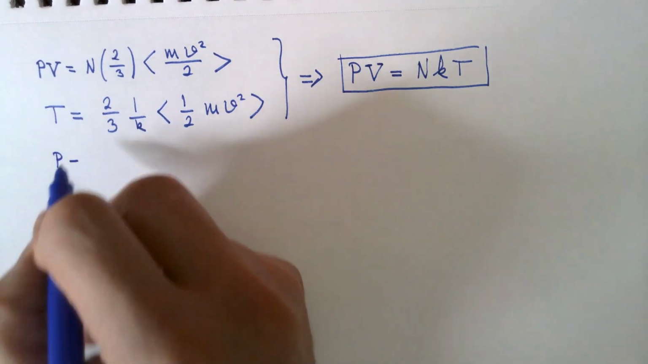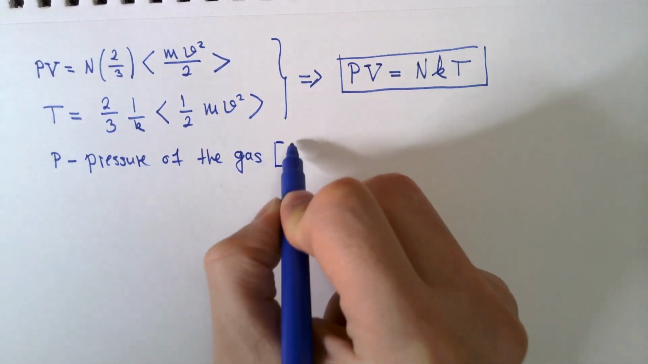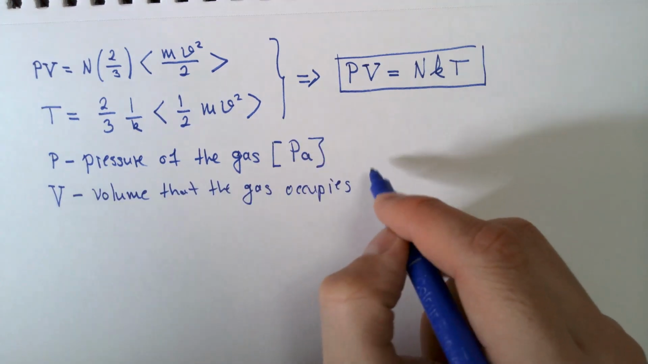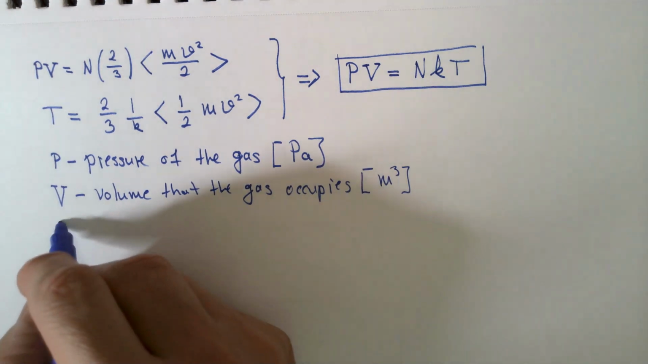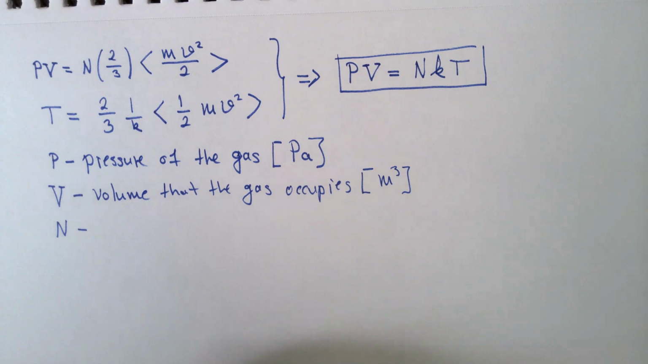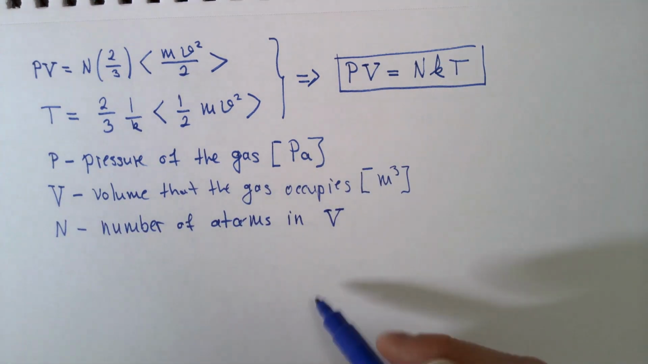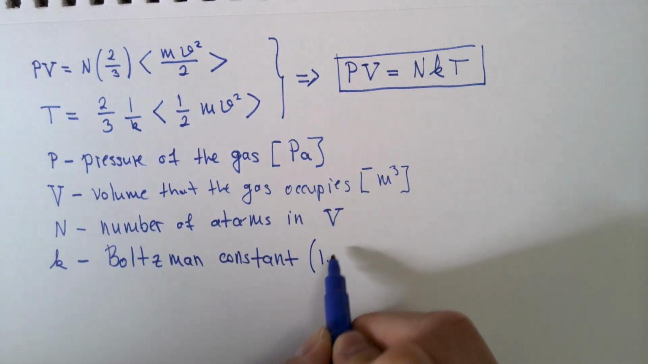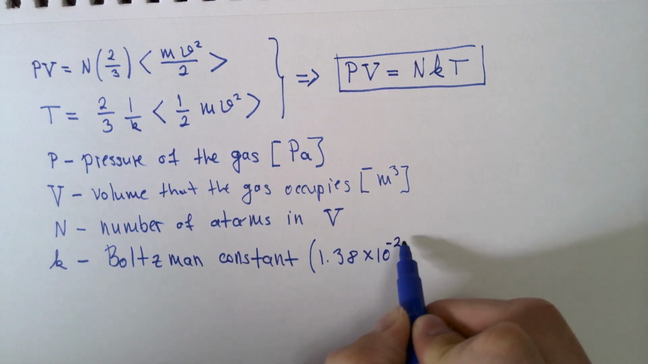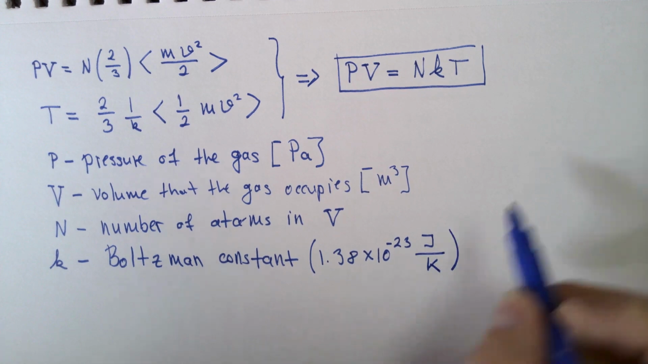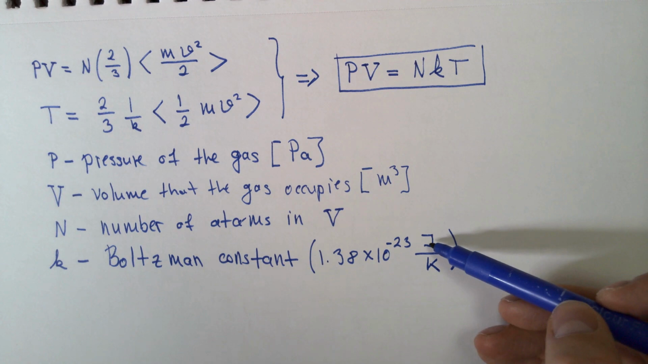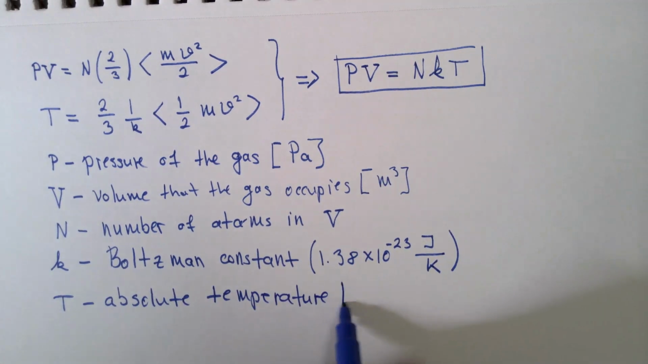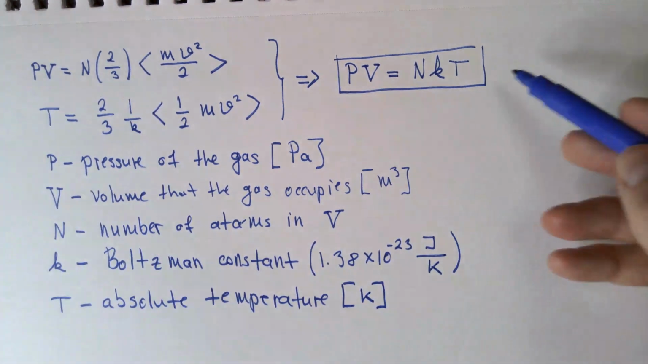Here, P is the pressure of the gas, and it is given in pascals. V is the volume that the gas occupies, and it is given in cubic meters. N is the number of atoms in this volume V, and this quantity doesn't have units. k is the Boltzmann constant. The value is 1.38 times 10 to the negative 23, and units are joule per Kelvin. So the Boltzmann constant gives us the relationship between energy, which is joules, and absolute temperature in kelvins. And lastly, T is absolute temperature, and you have to use kelvins in this equation.